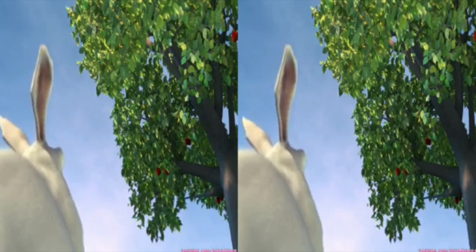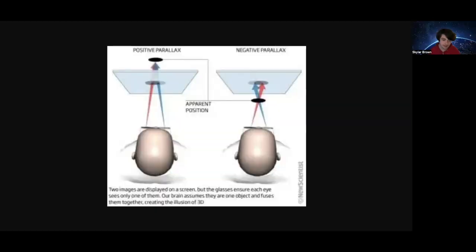So the first example on the left is as if you're looking out a window. And so the plane is the window. And this is where if you're looking through a window, nothing would pop out of the window, but you're seeing what's beyond the window. And so that's a good example of positive parallax.